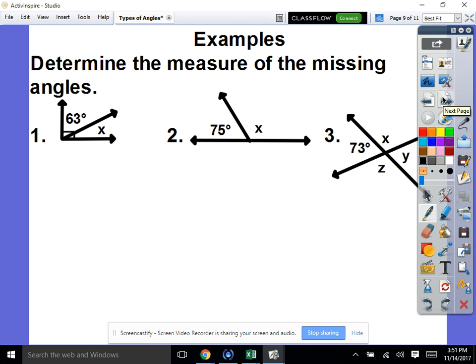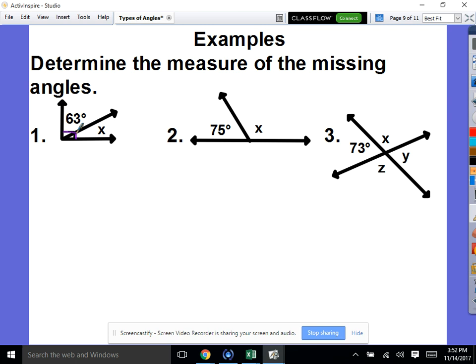All right, so some examples. Determine the measure of the missing angles. Number 1, we know that the total is 90 degrees. So X has to be 90 minus 63. 10 minus 3 is 7, and 8 minus 6 is 2. So 20 degrees is the measurement for angle X.